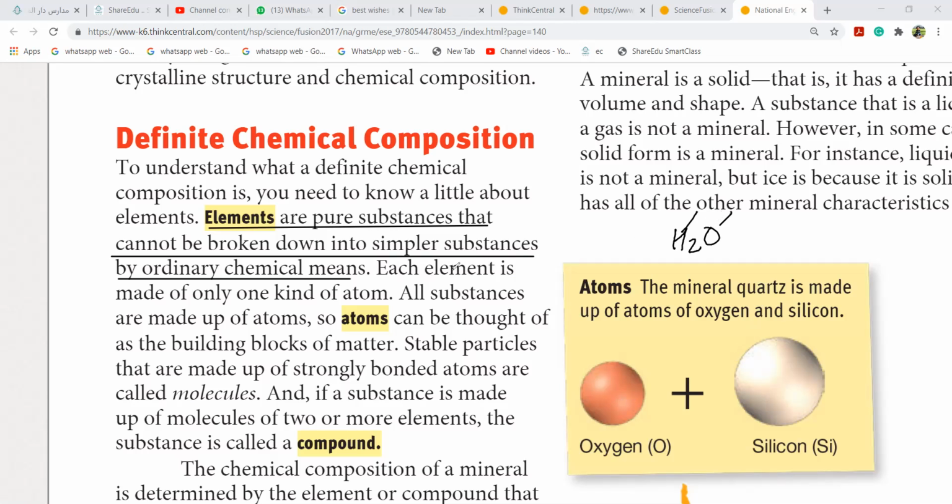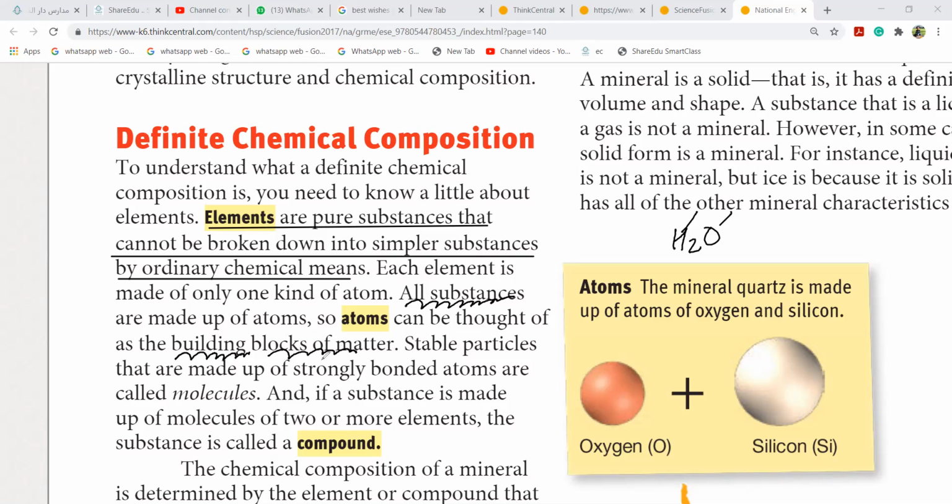Yes. An element is made up of only one kind of atom. All substances are made up of atoms. So atoms can be thought of as the building blocks of matter. Girls, all substances means I'm talking about both living and non-living. They are made up of atoms. So atoms can be thought of as the building blocks of matter.